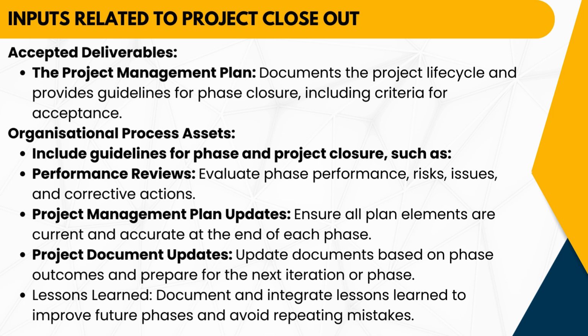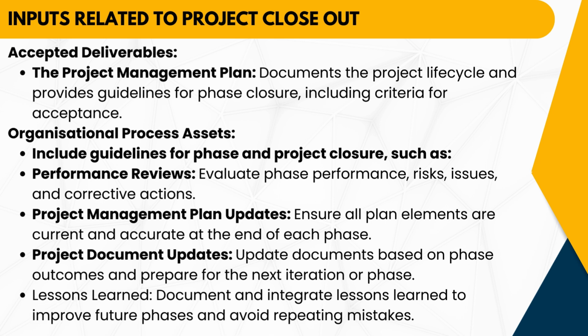Accepted deliverables, the project management plan. So this documents the project lifecycle, provides guidelines for phase closure, including criteria for acceptance. We have been through each of these elements by now, so when we use the project management jargon, you'll know this is what we mean when we are explaining a topic like the project management plan, because we've been through what it entails. Organizational process assets. So this includes guidelines for phase and project closure, such as performance review. You evaluate the phase performance, risks, issues, and corrective actions that had to be taken.